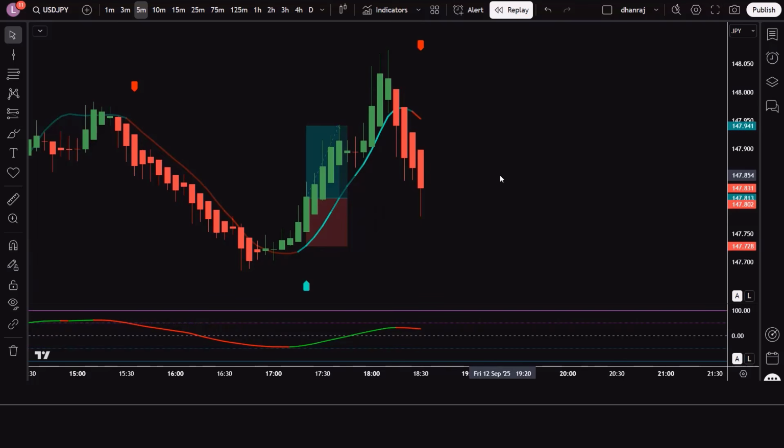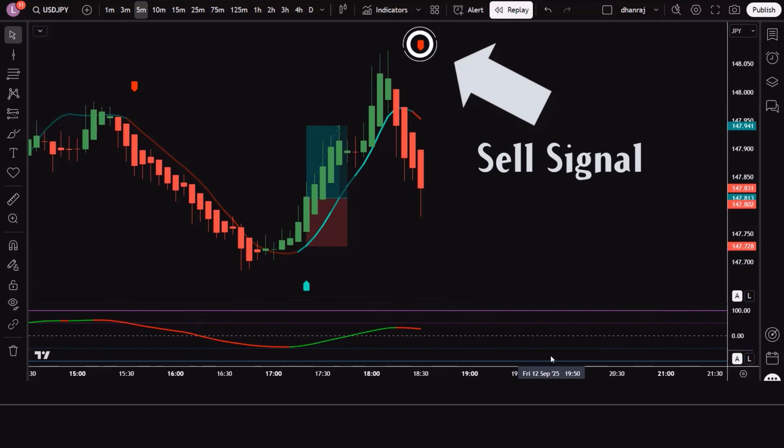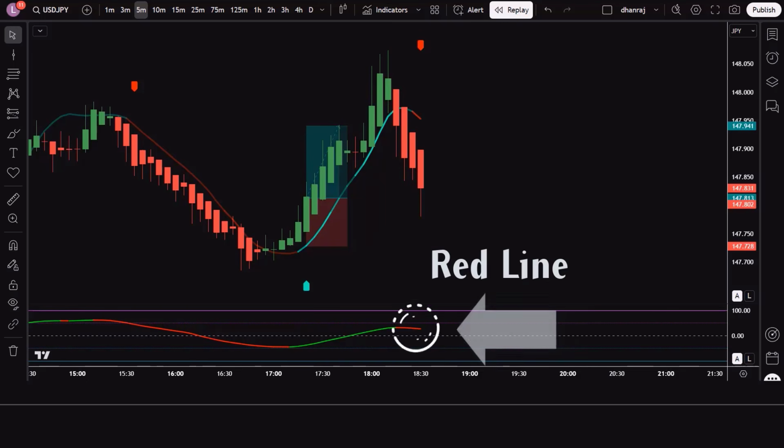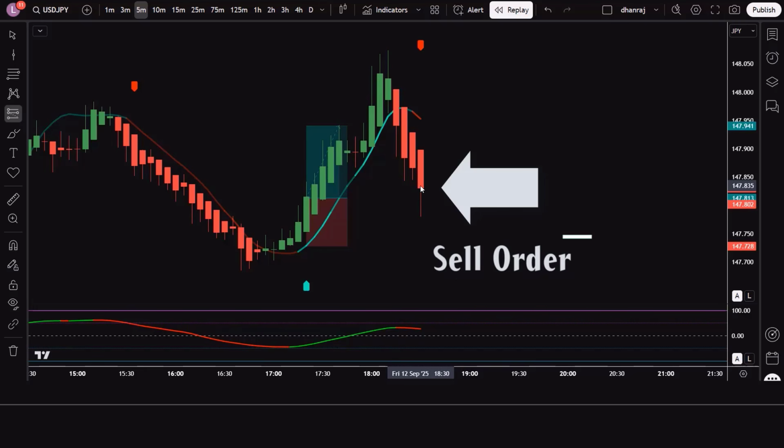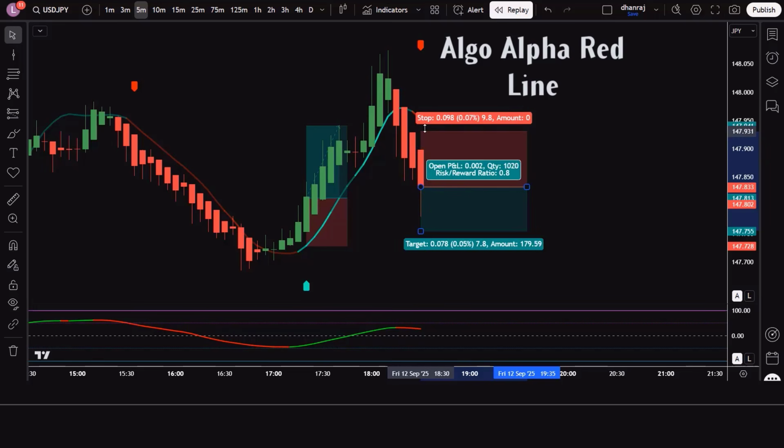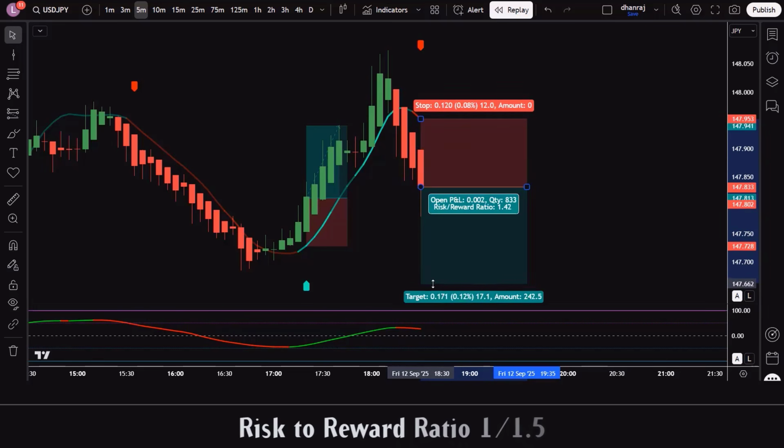We have got the signal. Here the Smooth Gaussian Trend Filter indicator gives us a sell signal. Here the CT Reverse Shand Momentum Oscillator indicator shows a red line. Here the market has made a bearish candle to give confirmation. So all our conditions are being fulfilled, so we are placing an order to sell. Our stop loss is to be placed at the algo alpha red line. And the risk to reward ratio will be 1:1.5.